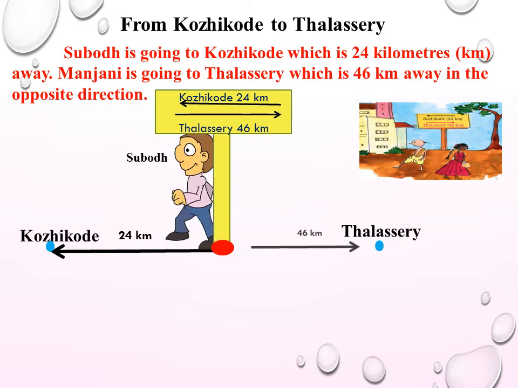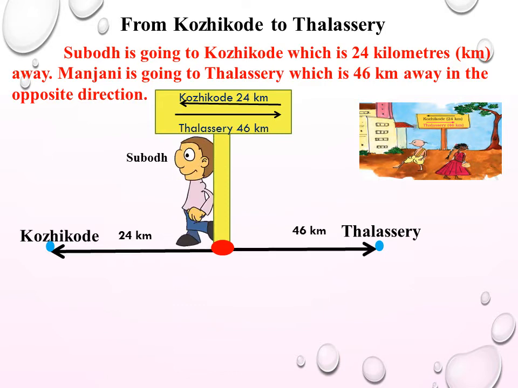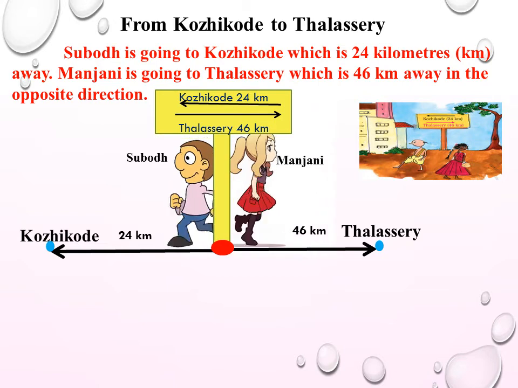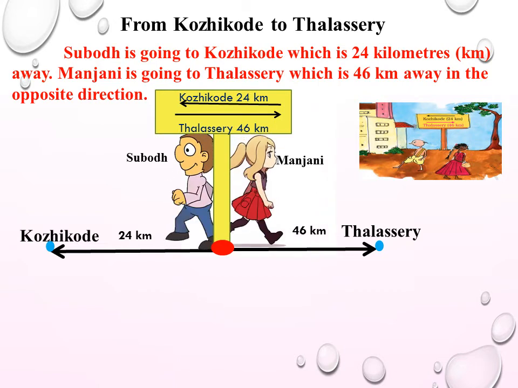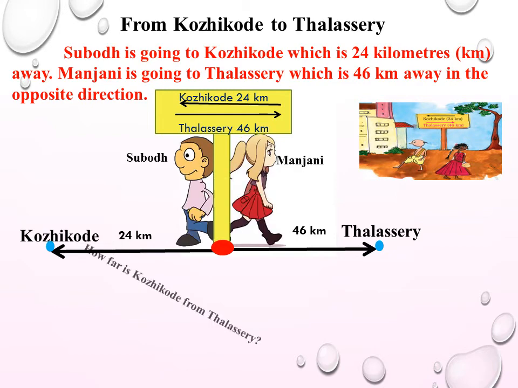Like that, Manjani is going to Talsari, which is 46 kilometers away in the opposite direction. So here is Talsari. She is going from this point 46 kilometers.